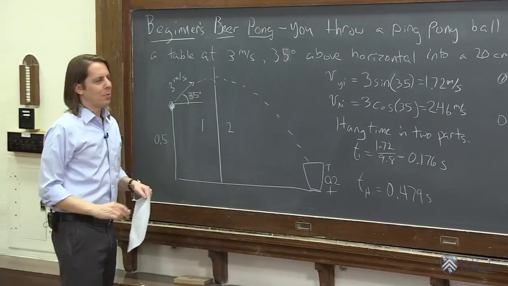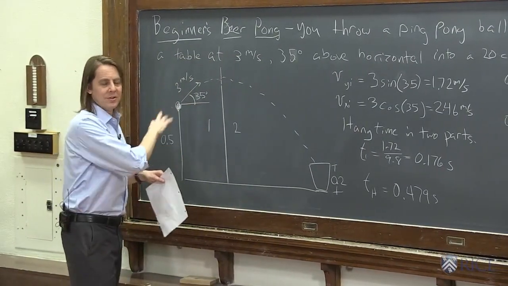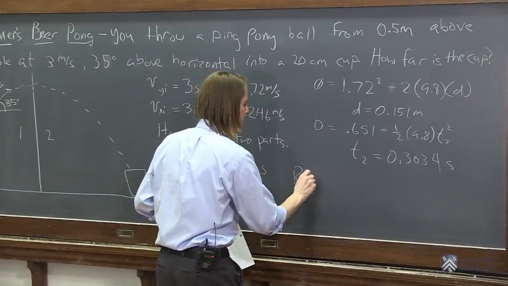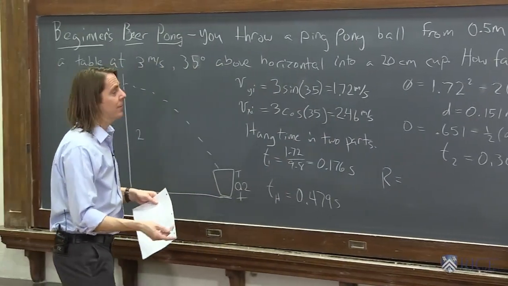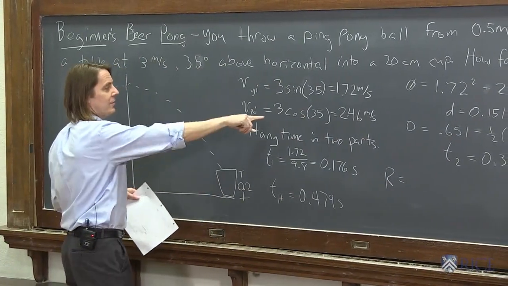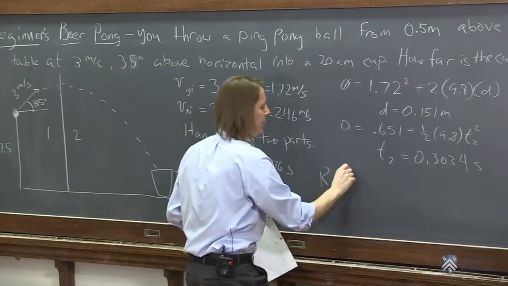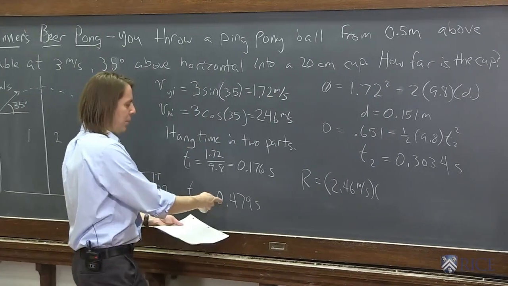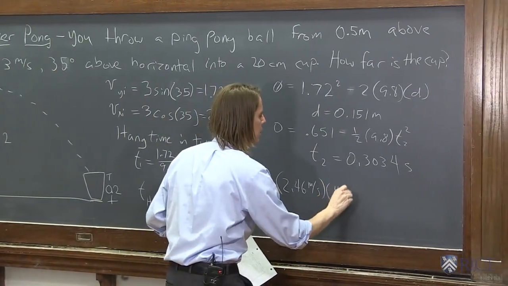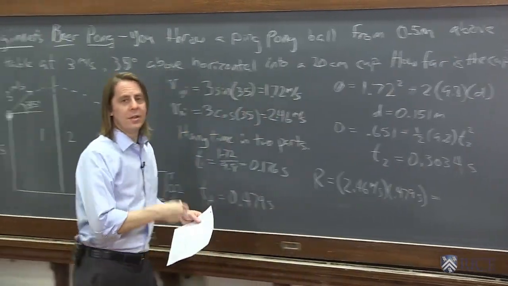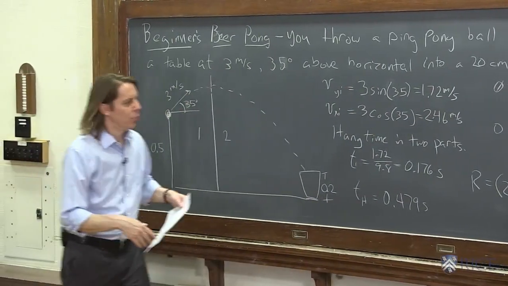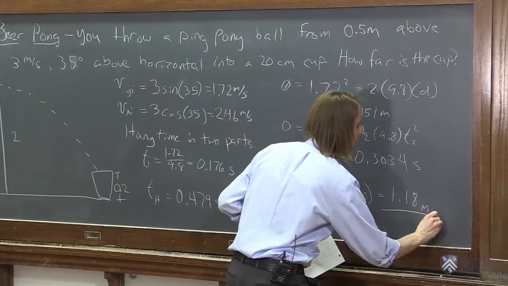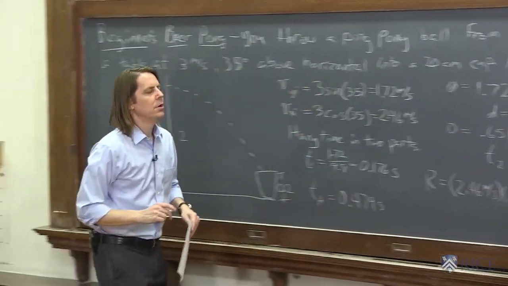But we weren't asked for the hang time. We were asked for how far, the range, in this case the range for an uneven trajectory. To get that, we just use d equals vt: the x velocity, 2.46 meters per second, for 0.479 seconds. And then how far away was the cup? 1.18 meters. So about a meter away.